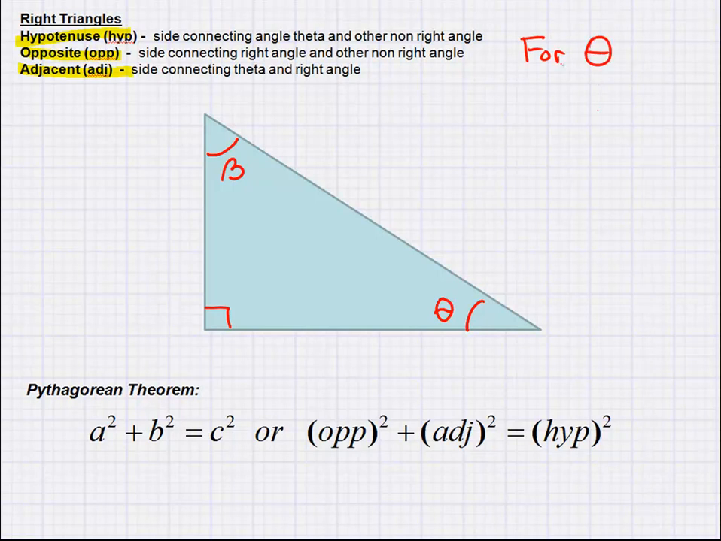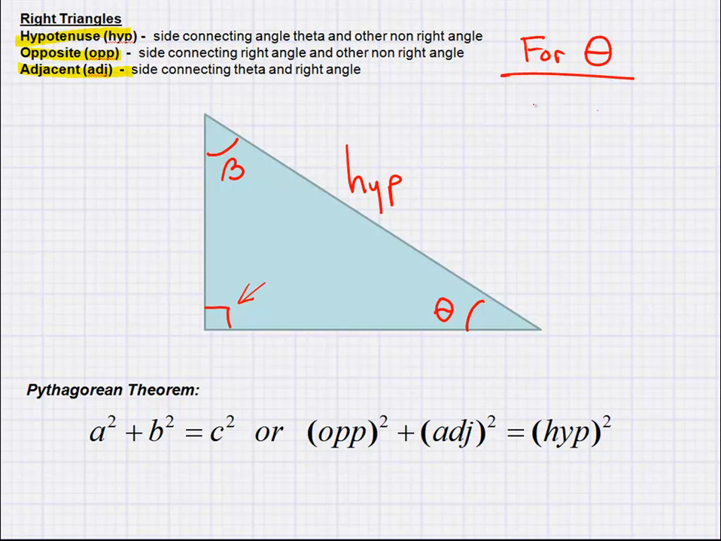So if we're looking at theta, this side of the triangle will be considered the hypotenuse, which we'll label HYP. The hypotenuse is the side that connects the angle we're looking at, theta, and the other non-right angle, in this case beta. It's the side that doesn't touch the 90-degree angle, the side opposite the 90-degree angle. For theta, and even for beta, this will be the hypotenuse. Now, opposite and adjacent is where things can change.